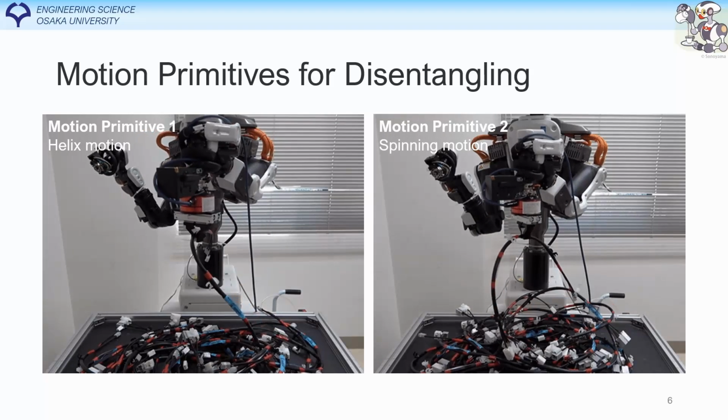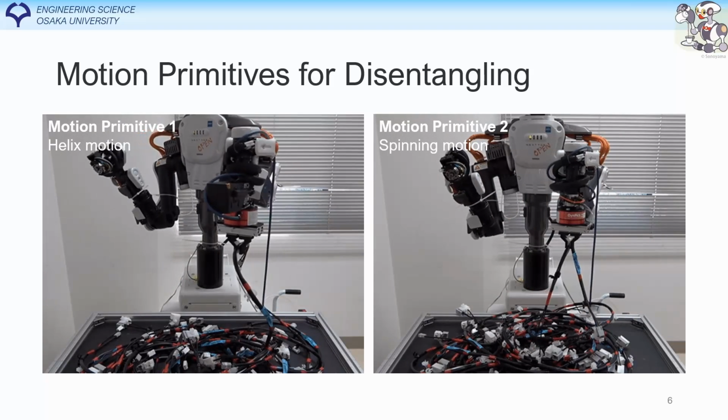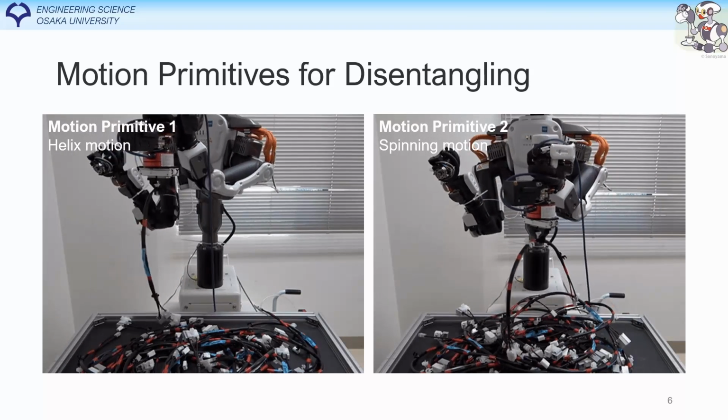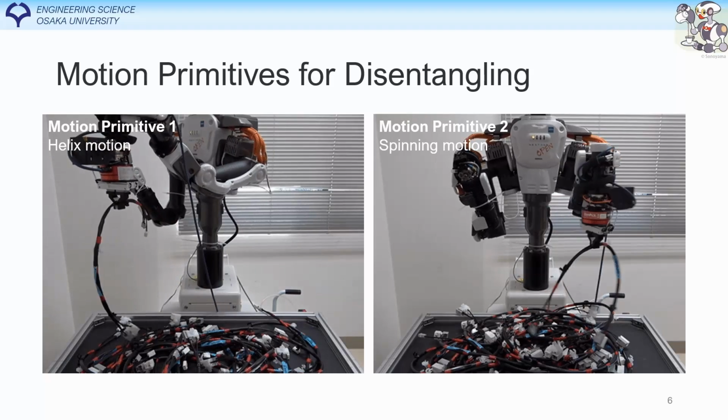We propose two disentangling motion primitives imitated from humans. Helix motion can disentangle the objects softly from a clutter along a side angle. Spinning motion can quickly discard the entangled objects.